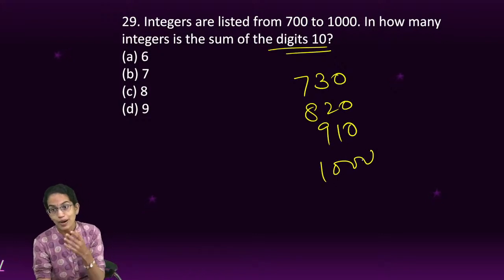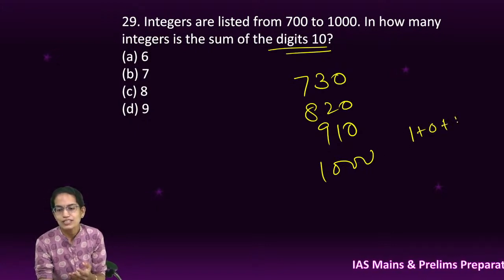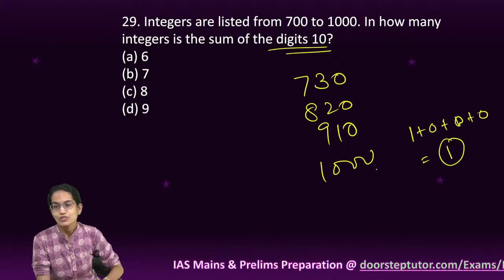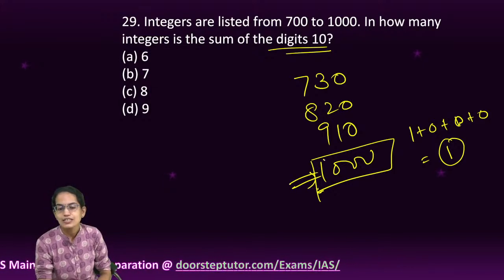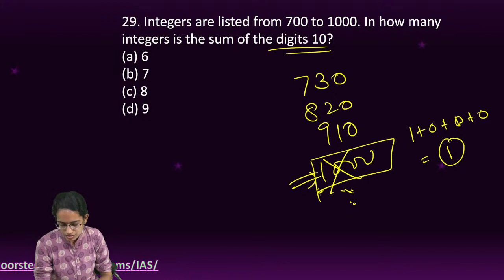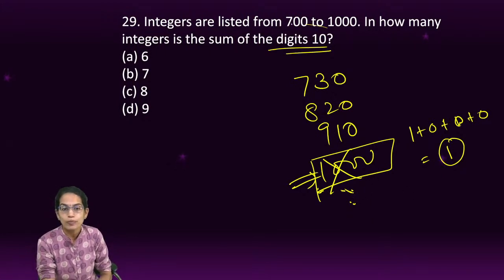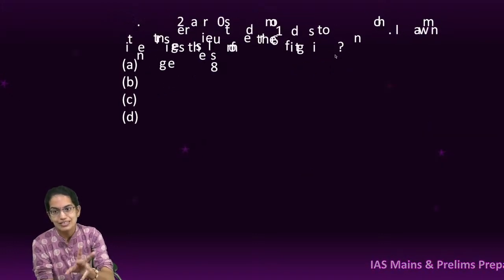Very quick answer. But you did a mistake here. What was the mistake? 1 plus 0 plus 0 plus 0 is not 10. It is 1. So be very careful. Hurriedly we make such mistakes. The sum of the digits here is not 10. So again a common mistake. Be very particular about adding and subtracting.